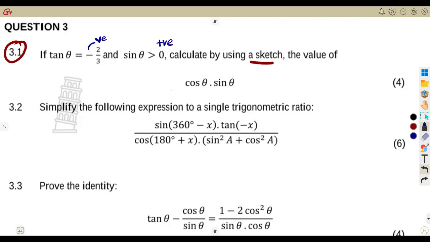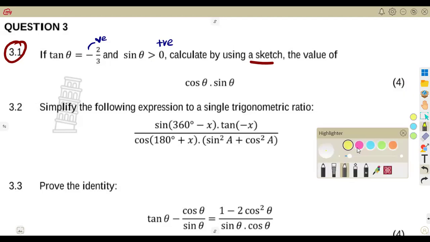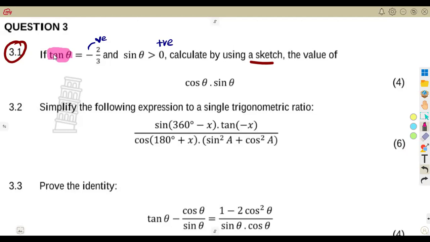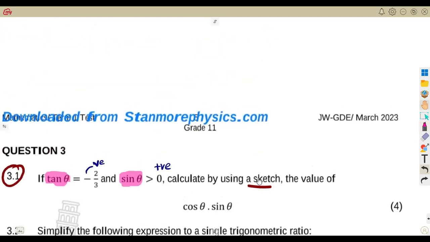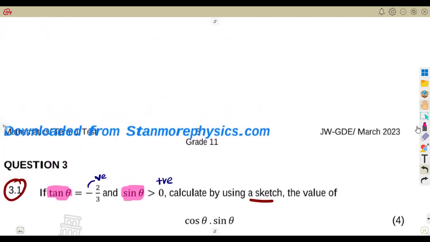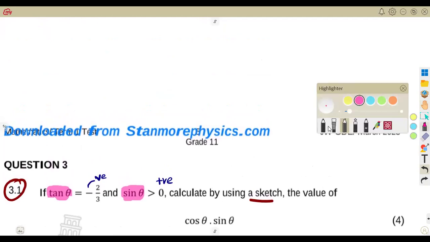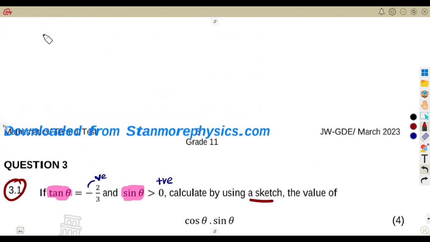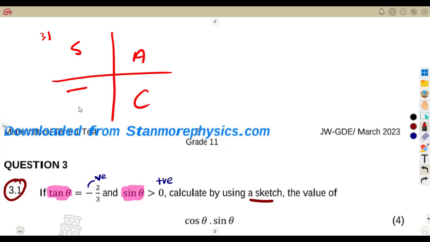So we want a quadrant where tan is negative, but in that quadrant, sine is positive. That is why the sketch is needed. Do we have a condition like that, guys, where tan is negative and sine is positive? From our CAST concept, this is what we understand. So let's start with the positive, because tan is negative. Let's focus on where sine is positive.